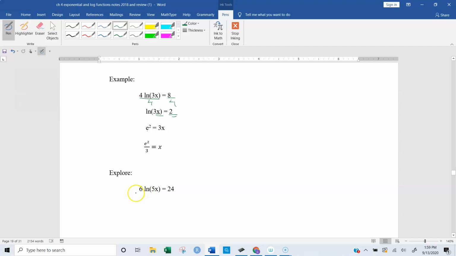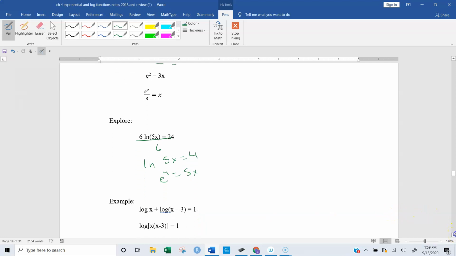Okay, pause and try yours. So you divide it by 6. So the natural log of 5x equals 4. All right, that means e to the 4th equals 5x, which means x equals e to the 4th divided by 5, and you are finished. You can type it in and get an actual decimal if you would prefer.